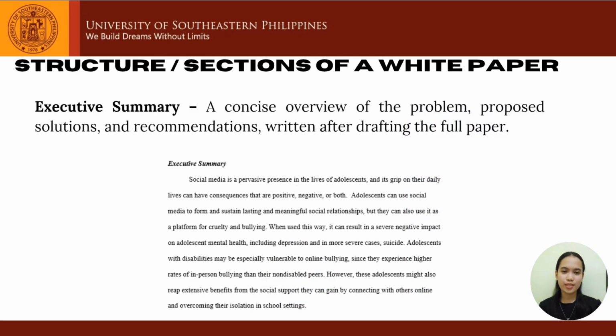Next we have the executive summary. It summarizes the paper's key points, offering a snapshot of the problem, solutions, and recommendations. So based on the white paper that I provided as an example, the executive summary part discussed the social media, the cyberbullying, and the mental health, especially the problems, the solution, and the intended recommendations.